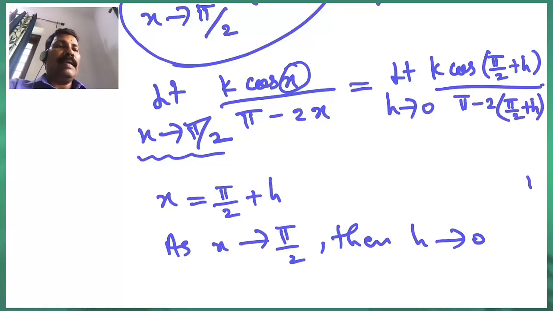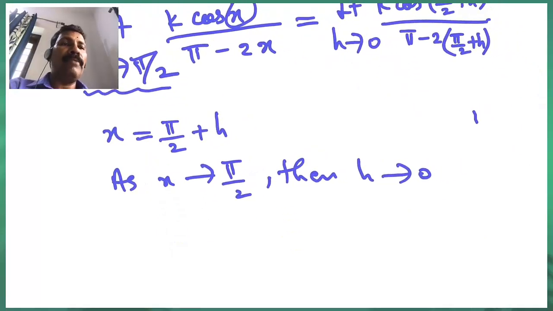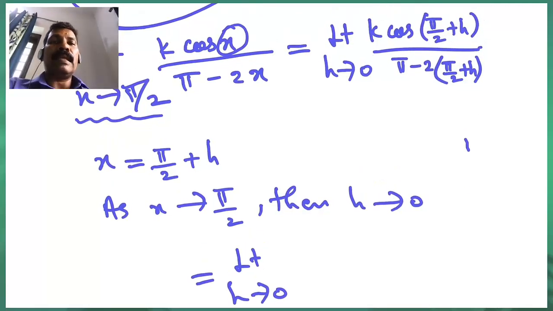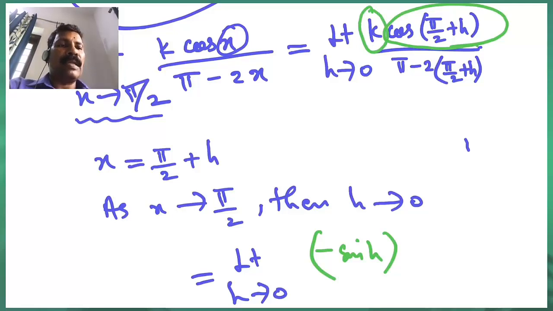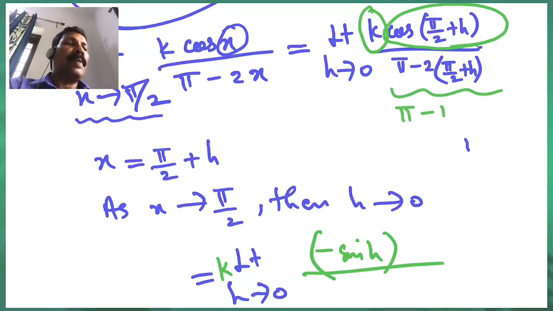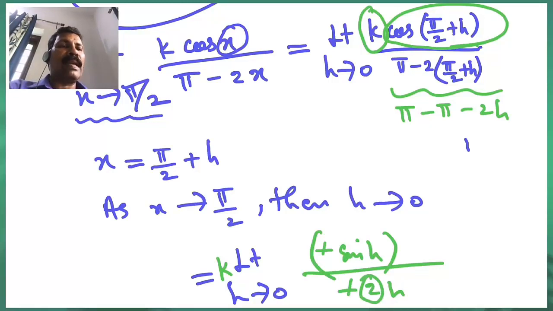Then we have to simplify it. So we have limit h tends to 0. You can see that cos of pi by 2 plus h is minus sin h, and k you can take outside, otherwise you keep it there, no problem. Then divided by, here you just simplify, that is pi minus 2h, so you can have minus 2h. So this minus and this minus get cancelled, and this 2 also you can take outside.